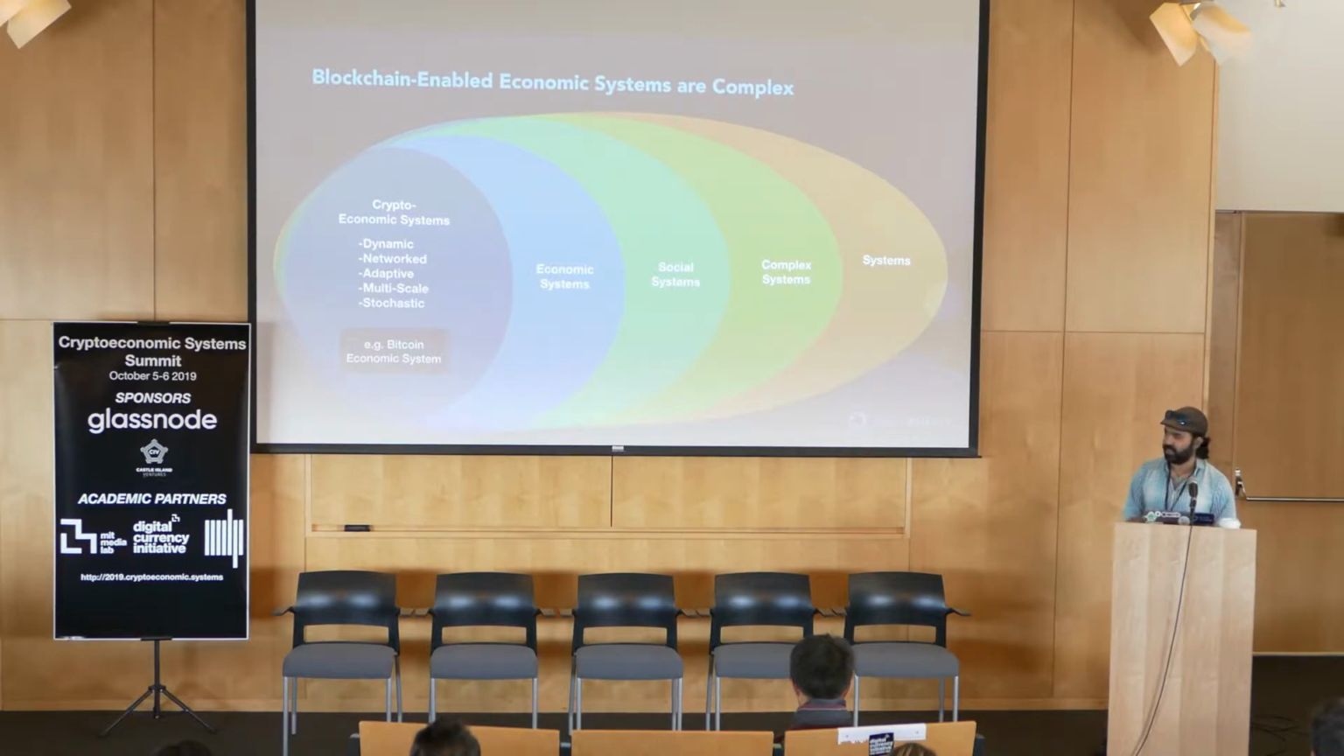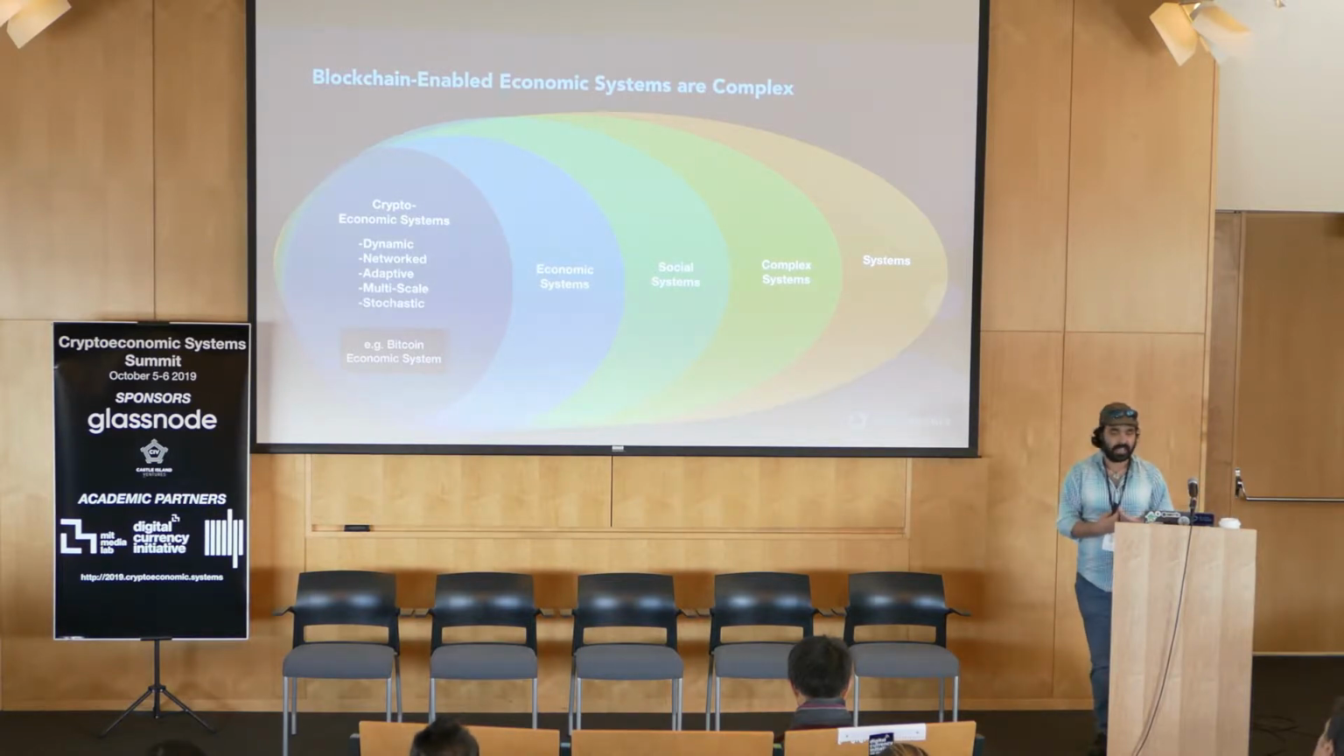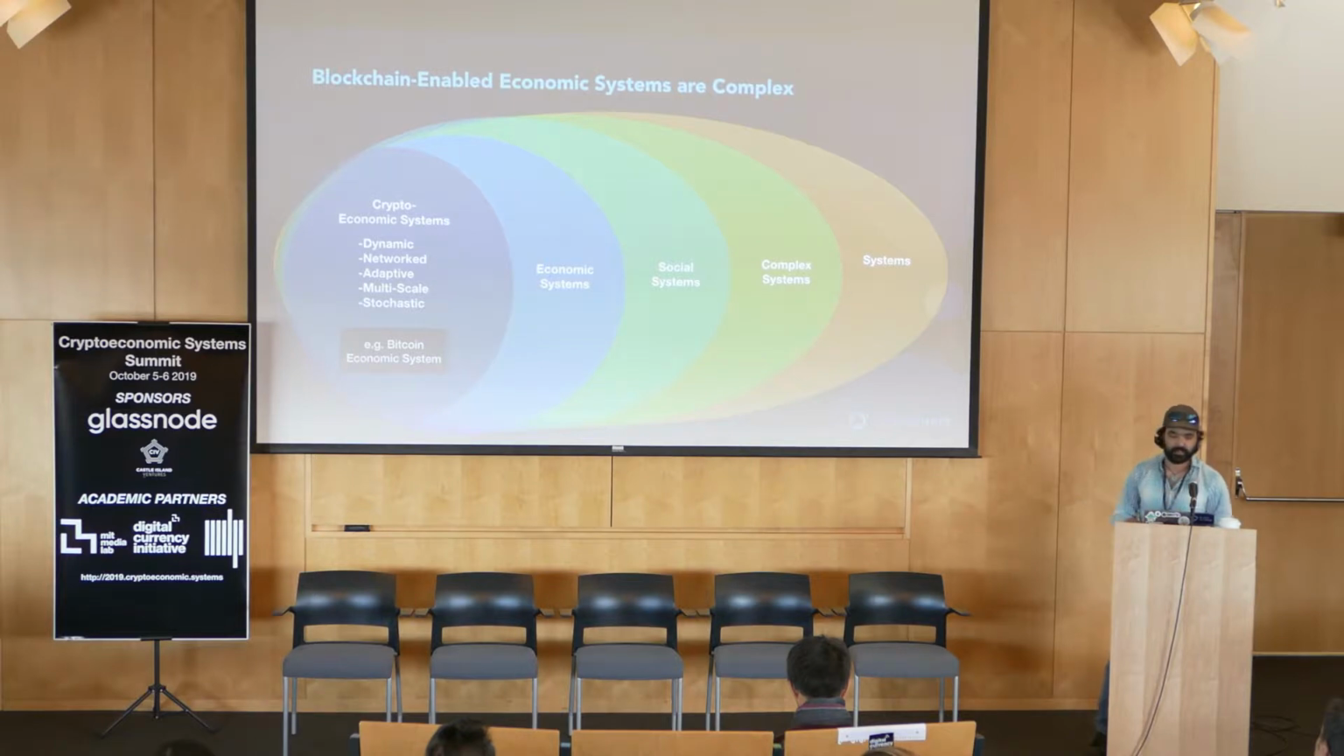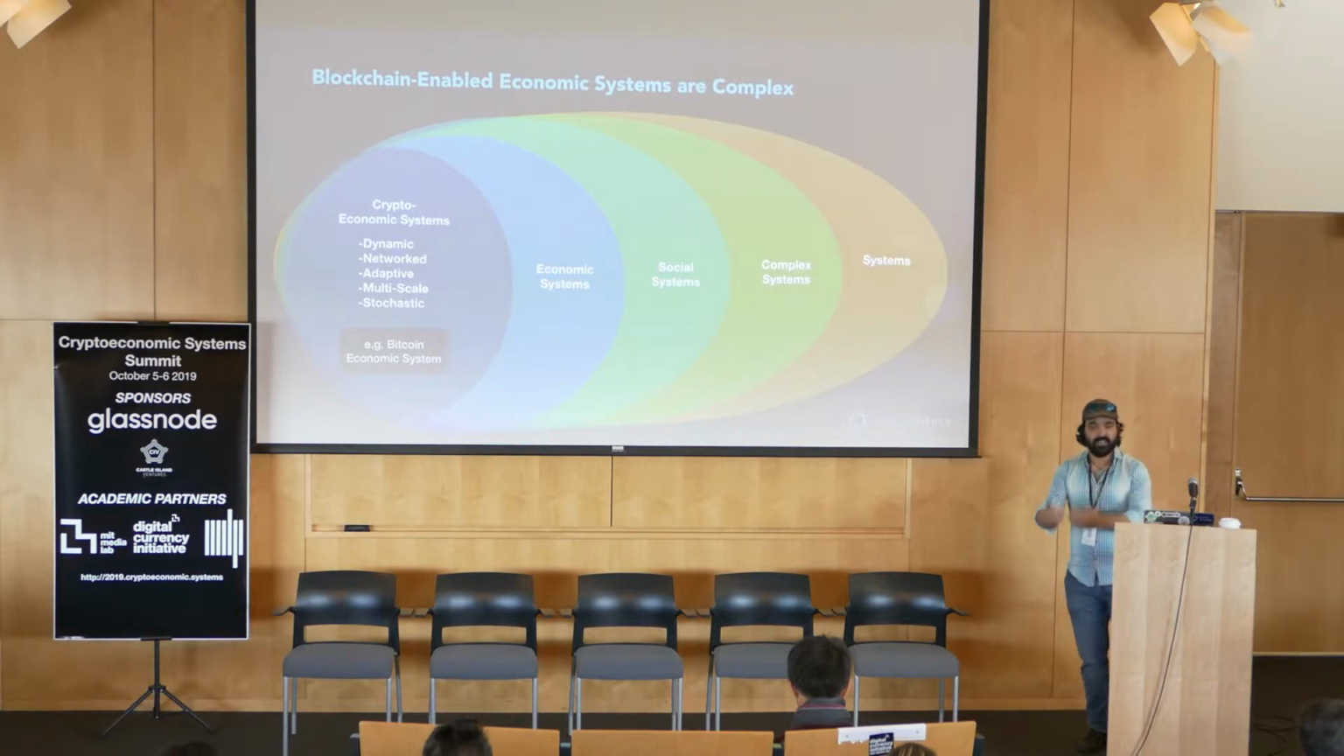And then, to get to more technical terms, these systems are dynamic, meaning they evolve in time. They're networked in the sense that they are embedded on graphs. They can be the peer-to-peer network itself, the economic value flows between the agents, the social relations of the parties, and in fact many other representations. They're adaptive in the sense that not only do they change in time, but they change the way they change in time.